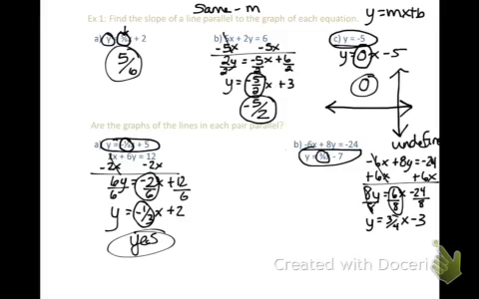Alright, so again, you look at the slopes, and they're both 3/4, so it's yes. If they did not have the same slopes and different y-intercepts, then you would say no.